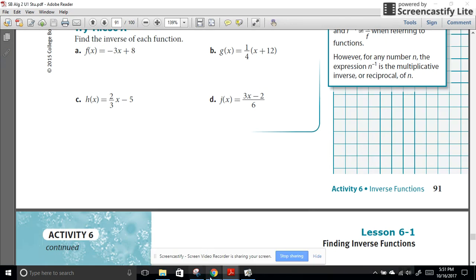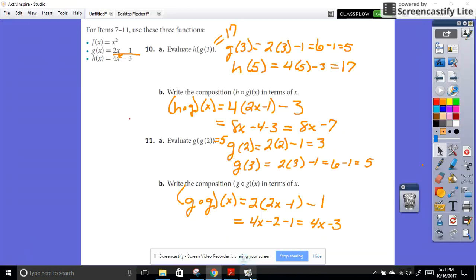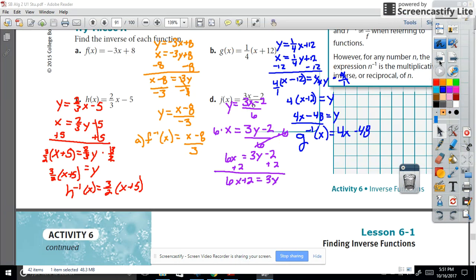Okay, so I got cut off again. We're used to that by now, though, right? What I can't figure out is, oh, there it is.